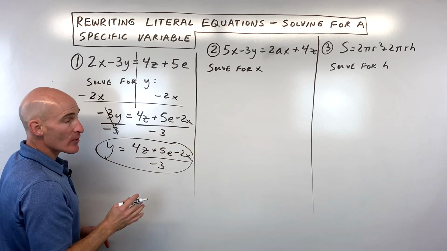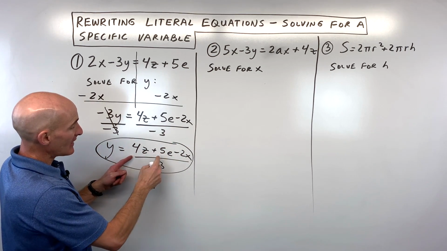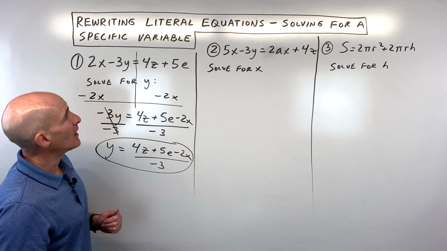Now you could rewrite this in a slightly different fashion if you wanted. You could divide each of the terms individually by negative 3. That's another way to look at it, but this is pretty good right there.